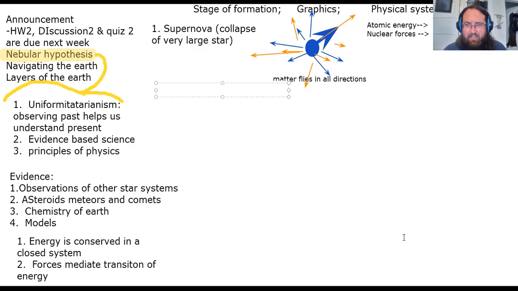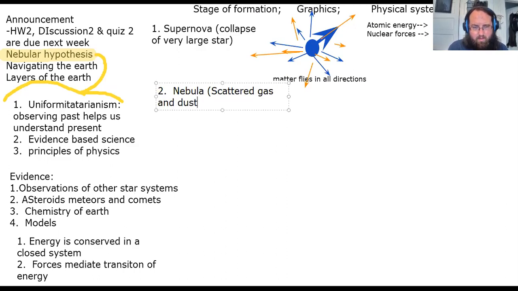So stage two here is eventually all that atomic energy, all that matter is going to, as it flies further and further away, it still has matter. And the thing about the gravitational force is that as long as there's a gravitational force present, matter is going to attract matter. So as that matter is flying away, it starts to slow down. And again, as it slows down, all that widely scattered gas and dust is what gives you your nebula.